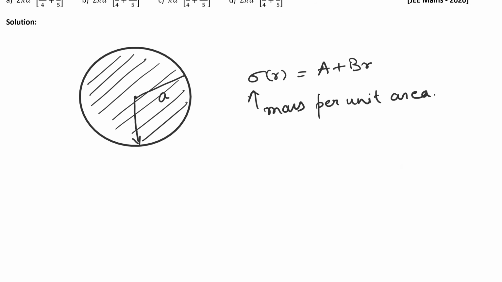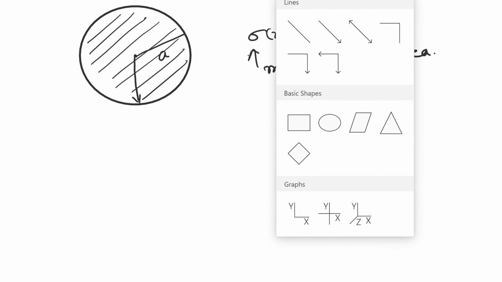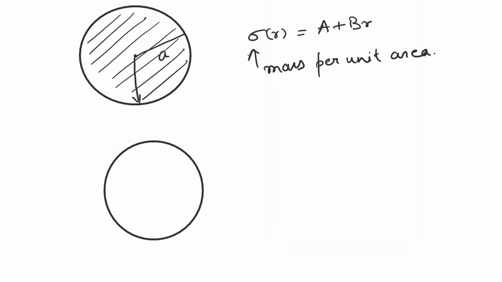Okay, so how will we solve this question? First we'll take the disk. Let's just draw the disk, and from the center of the disk at radius r, we'll consider a small ring element. The thickness of this ring element, let us say it is dr, and the inner radius is r. So what would be the area of this ring?